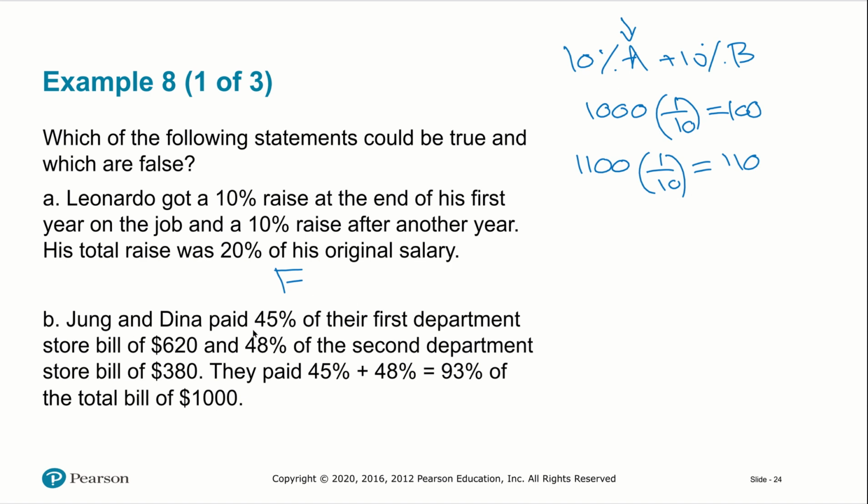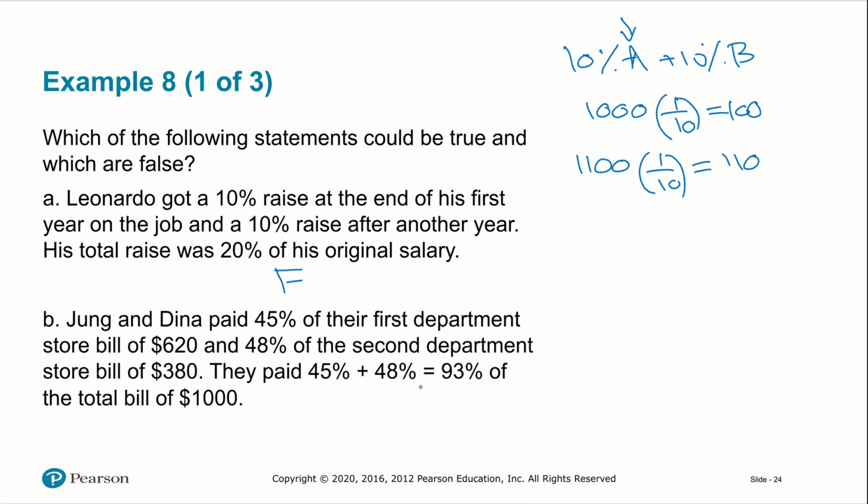Young and Dina paid 45% of their first department store bill of $620 and 48% of the second department store bill of $380. They paid 45% plus 48%, which is 93% of the $1,000 bill. Again, we can't do that, right? Because we're not dealing with the same amount. This was 45% of one number and this was 48% of another number. So we can't factor out and just add the percentages, right?